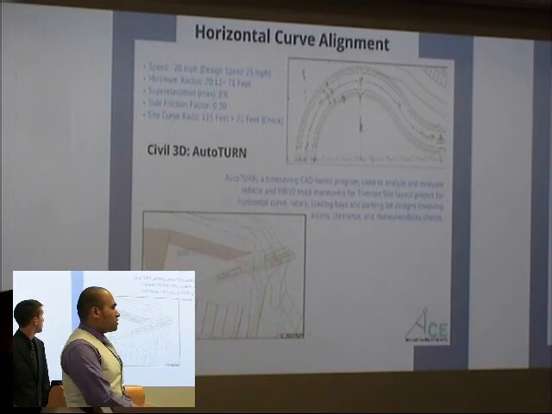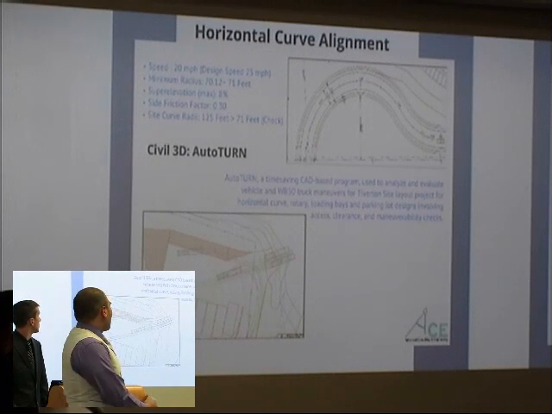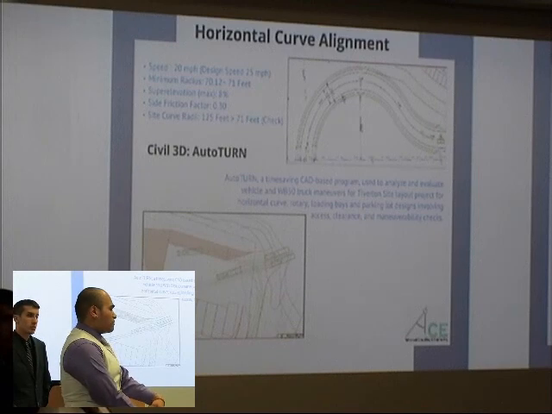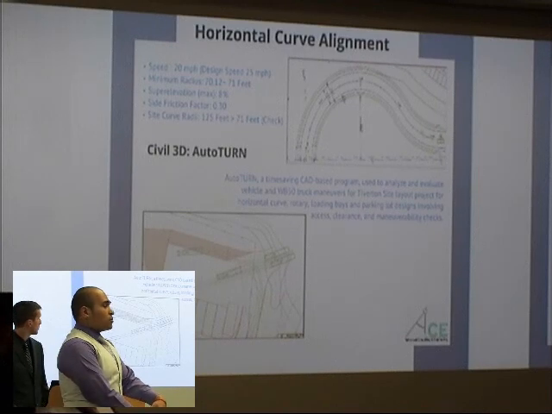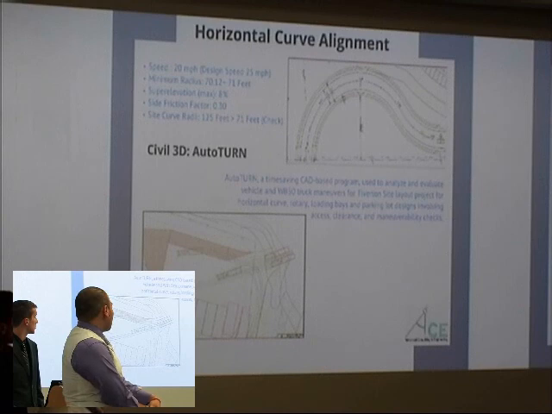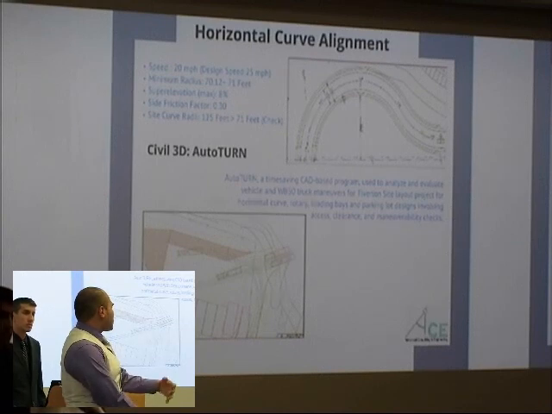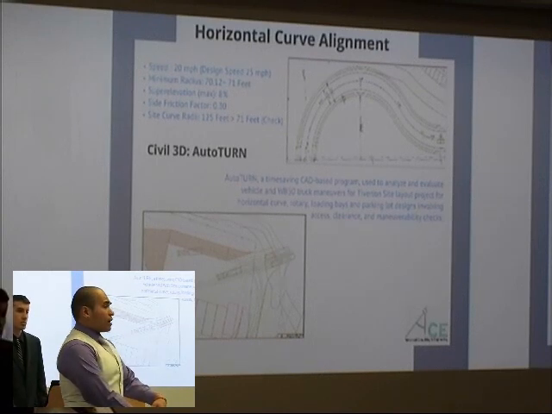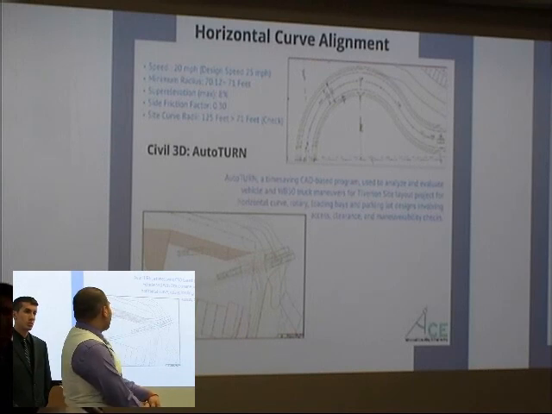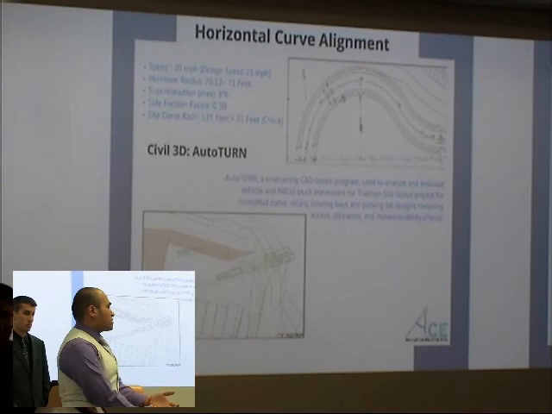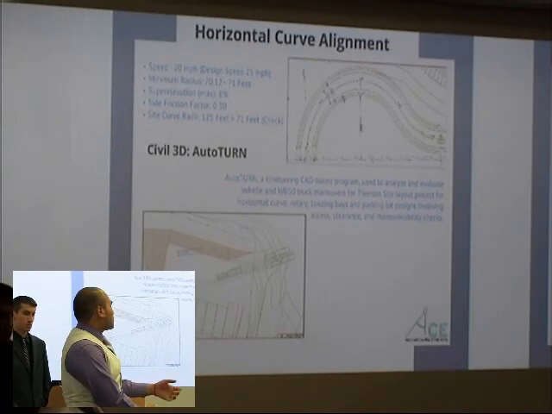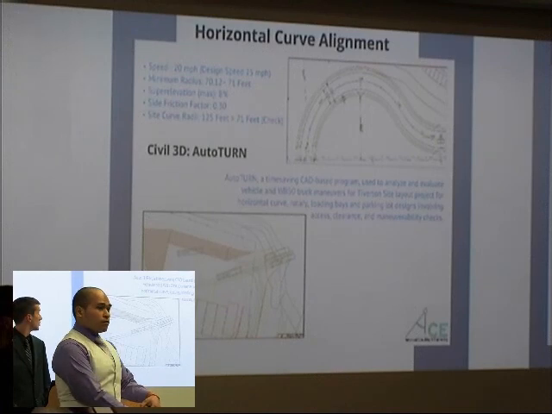For horizontal curve alignment, we needed to provide a minimum radius for, say, a WB50 truck to be able to turn into the access road and turn into the four access ways of the parking lot. And we determined the minimum radius of 125 feet, which is greater than the actual requirement of 71 feet for a speed of 20 miles per hour. And to verify our results, we used AutoTURN.